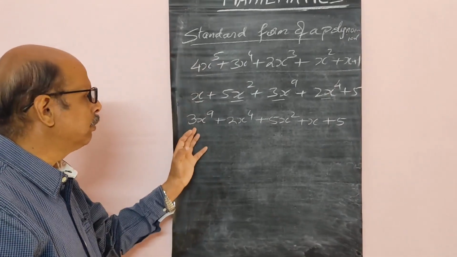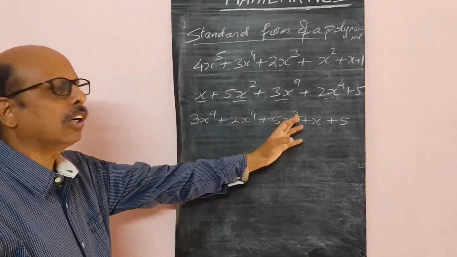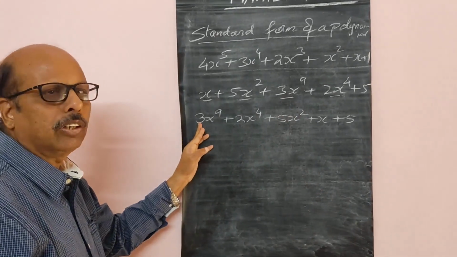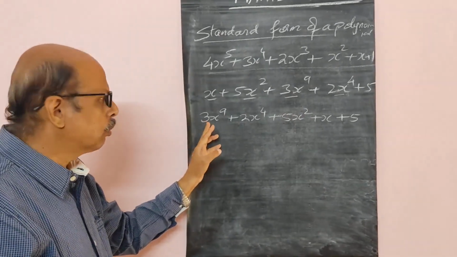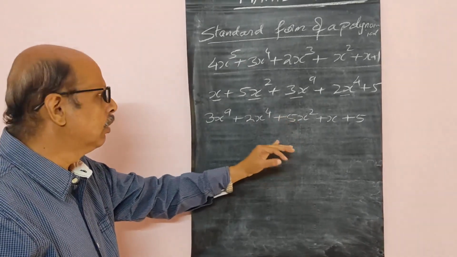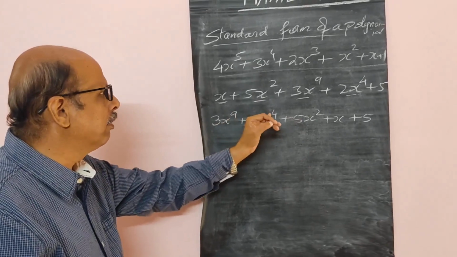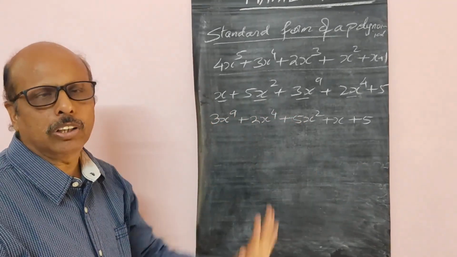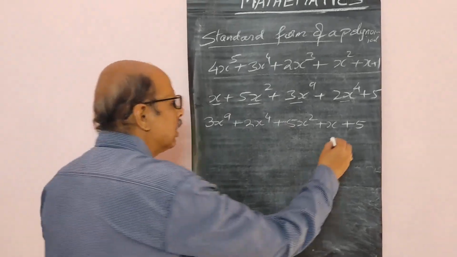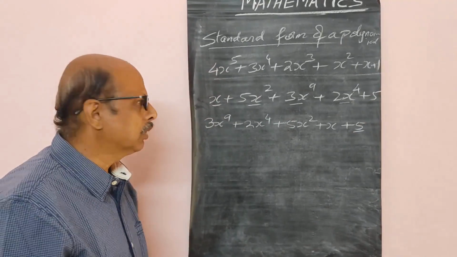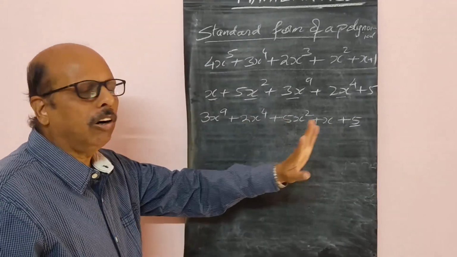It should always be written in decreasing order of the power. It has nothing to do with the number in front of the variable. The coefficient can be anything. It has nothing to do with the coefficient. You only have to look at the power of the variable. The power of the variable should be in decreasing order. And lastly, it should end with a number, that is called a constant. So this is called the standard form of a polynomial.